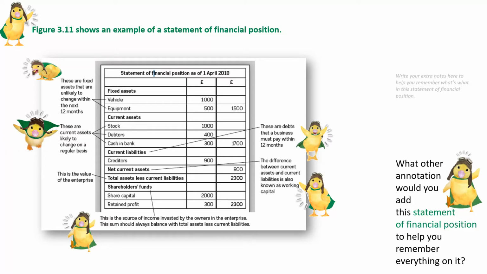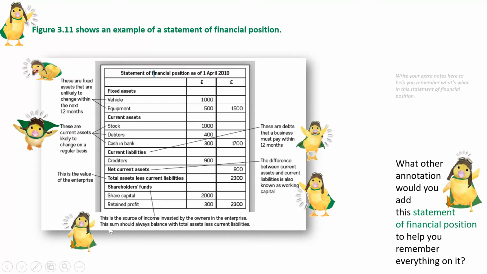So if you look on the actual chart on figure 3.11, then you need to see that current assets total 1,700. But if you look on the middle column, you'll see that current liabilities is only the creditors, which is 900. So if you minus 900 from 1,700, you're left with 800, which is the number in the right-hand column on net current assets.